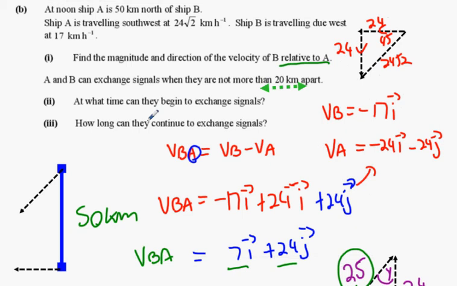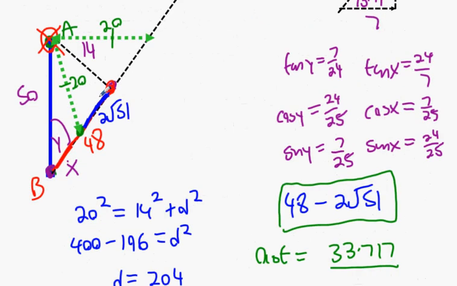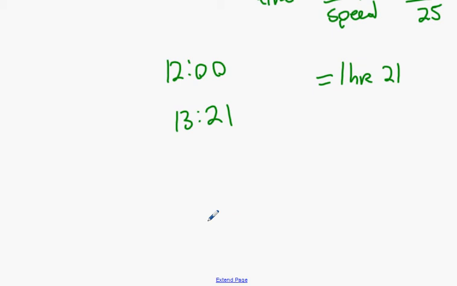Okay? Now, how long is a time question? Can they continue to exchange signals? How long is that? How long is this region here, the blue region? Can anybody tell me how long the blue region is? It's 2 root 51 plus another 2 root 51, which is 4 root 51 in distance. This 4 root 51 is got to be divided by what? Your speed of B relative to A, which is your 25. And once again, that's your time taken.